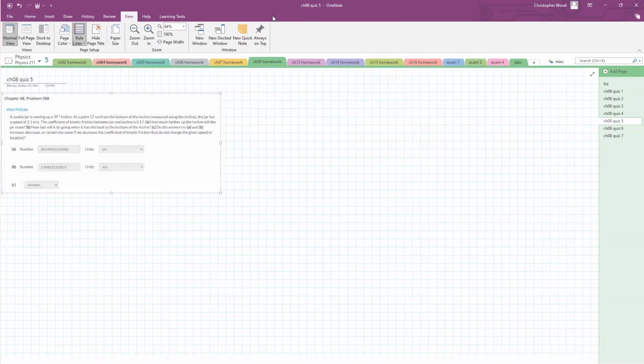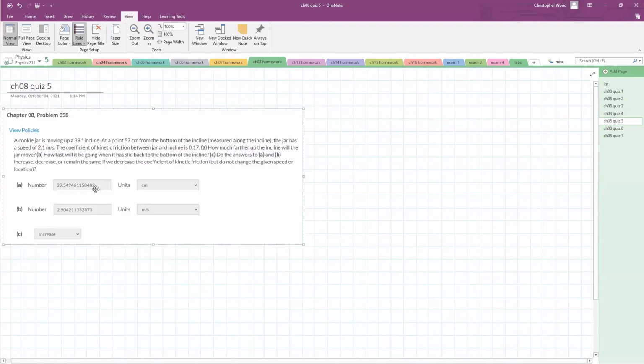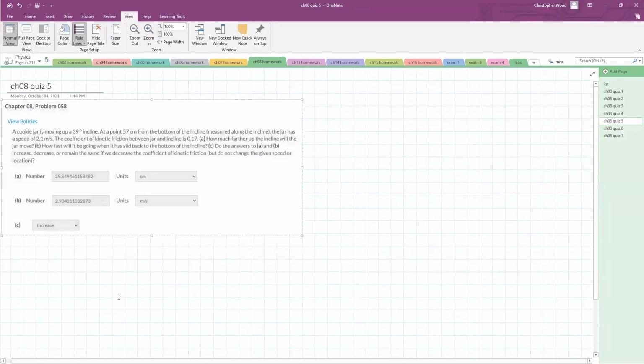It's another ramp problem. So we're probably getting pretty comfortable. I hope the goal is to get comfortable with all of these problems, including ramp. Ramps are common problems. It's a cookie jar. It's a cookie jar moving up an incline.